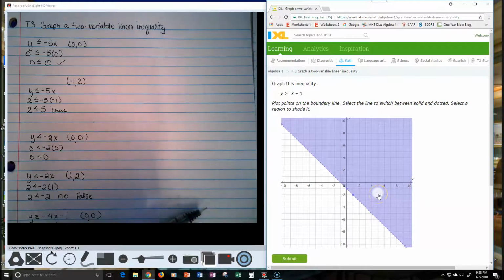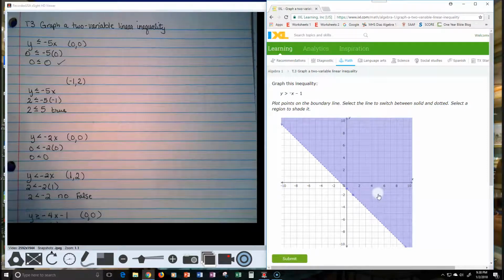And again, if you want to test it, use 0, 0. So we've got y greater than negative x minus 1. And I'm going to test 0, 0. So I have 0 greater than negative 0 minus 1. 0 greater than, well, 0 minus 1 is negative 1. So is 0 greater than negative 1? Yes, it is. So since this is a true statement, we're going to shade the side that includes the point 0, 0.